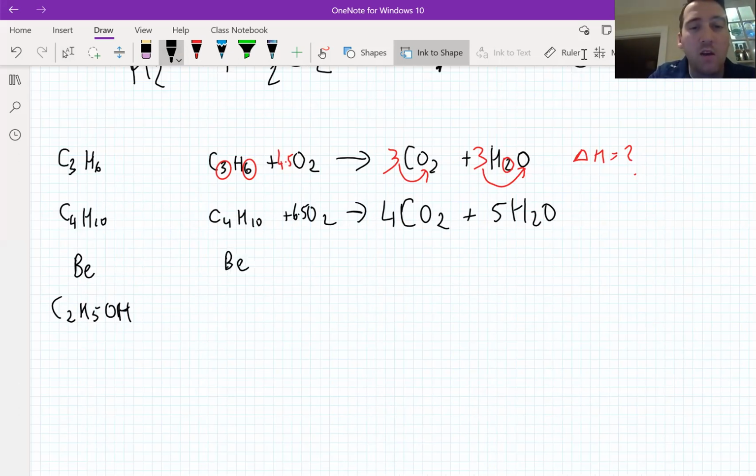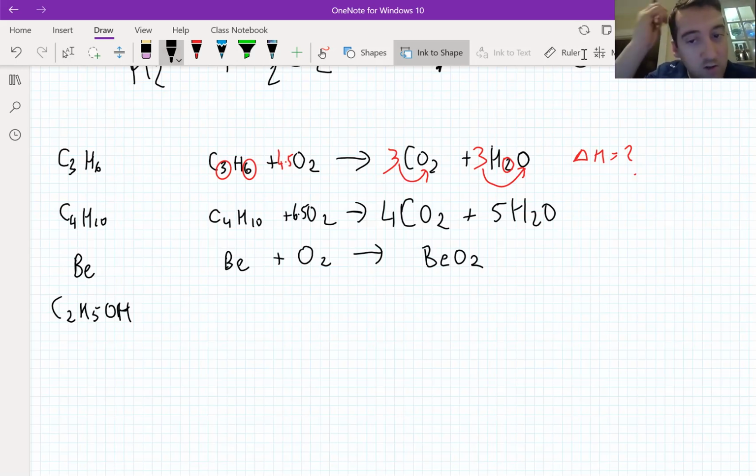We've got Be plus O2. Be plus O2, again, you're always combusting in oxygen. So the products are going to be different this time. There's no carbon here, so there can't be carbon dioxide in the product. So what is the product going to be? Well, it's going to be BeO, beryllium oxide. So well done if you got that, that's already balanced for you. So you don't need to change anything. So it's just BeO. And that's, again, going to have a delta H with some number, and it's either going to be exothermic or endothermic.